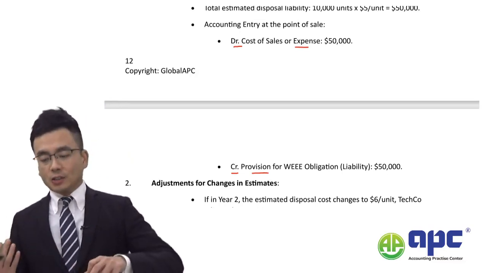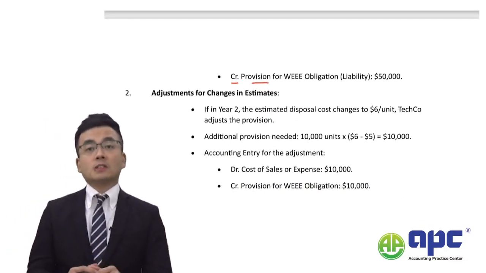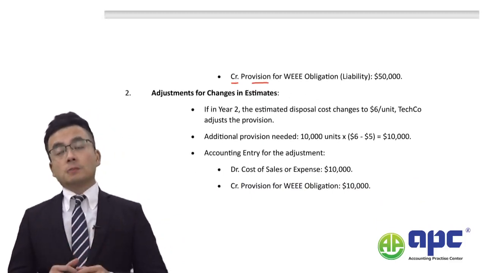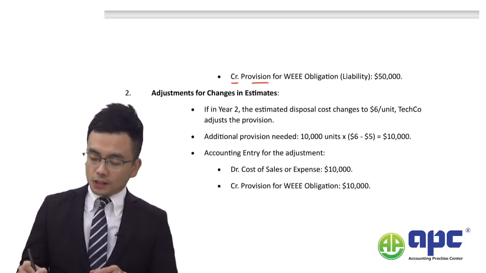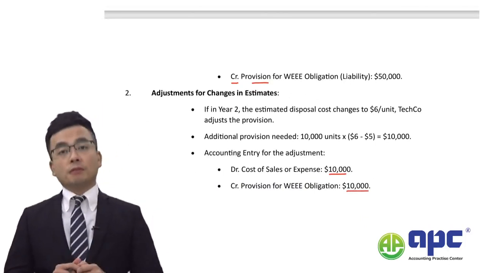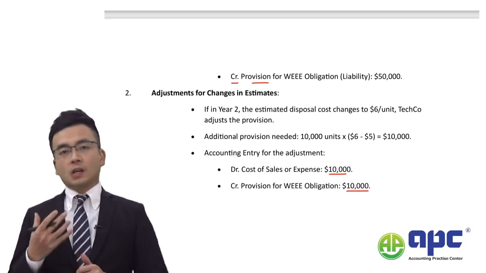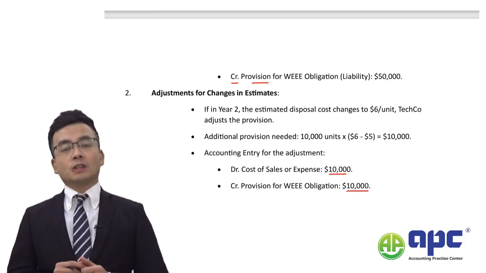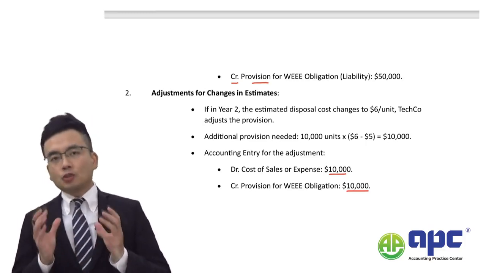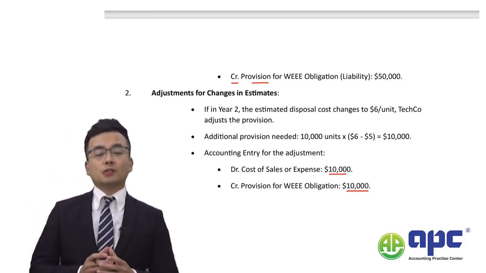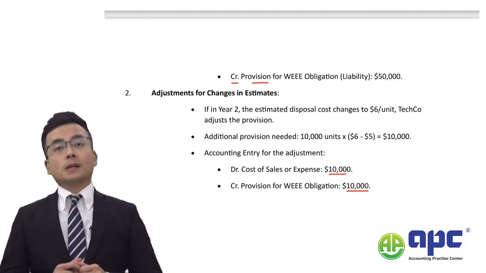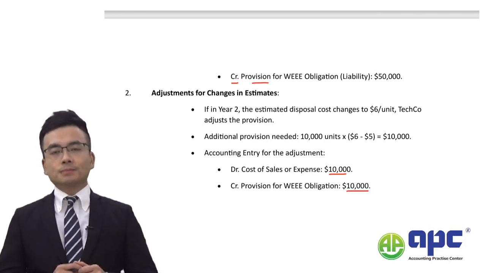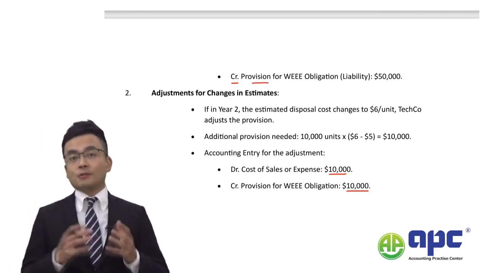So for example, in the second year, if the estimated disposal cost increases by another $1, then we increase the provision liability by $10,000, because we take $1 as the additional increase times 10,000 units there. This is a change in accounting estimate, so we need to use the prospective adjusting method according to IAS number 8. So make sure that you're ready for that.